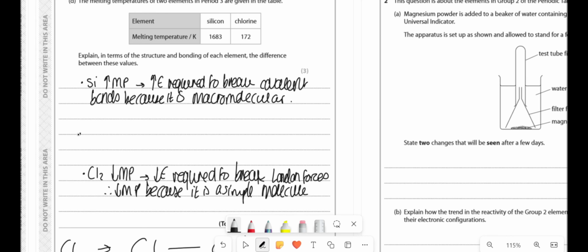In giant covalent, you've got one thing bonded to the next, bonded to the next, bonded to the next, and so on. So you are breaking the covalent bonds here, because everything is bonded to each other with covalent bonds.